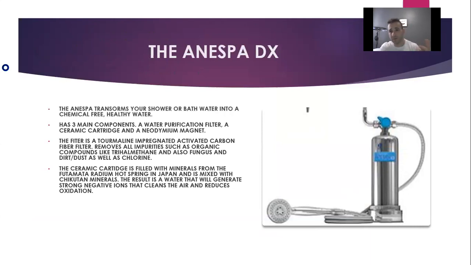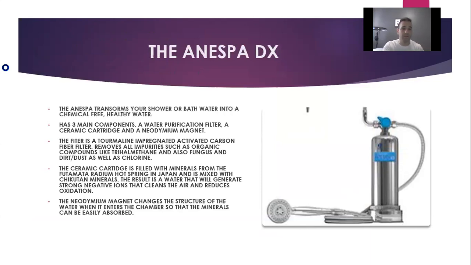So the water is going to be a little bit alkaline. It's going to have these negative ion minerals in it. And like I said, negative ion production is used in air purification systems. And reducing oxidation is what this is all about. That's the key to longevity.